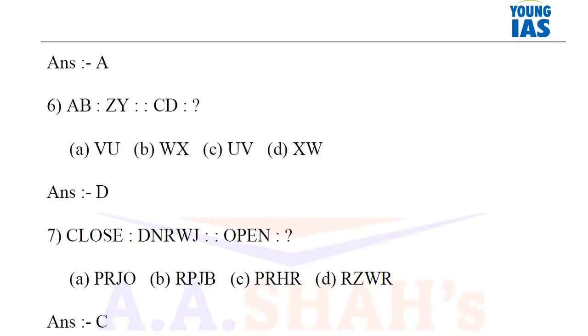Next question now. AB is to ZY and CD is to what? You have options here as BU, WX, UV and XW. If you observe here, the opposite letters of AB are Z and Y, and the opposite letters of CD would definitely be X and W. That's why the D option is correct here.